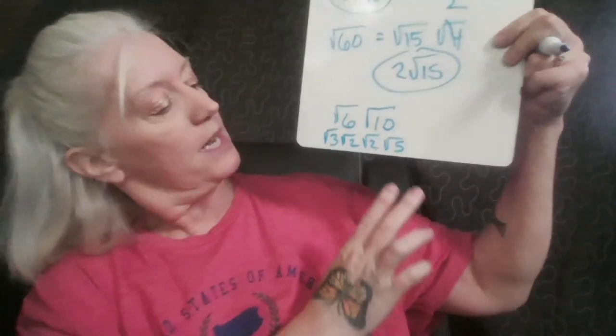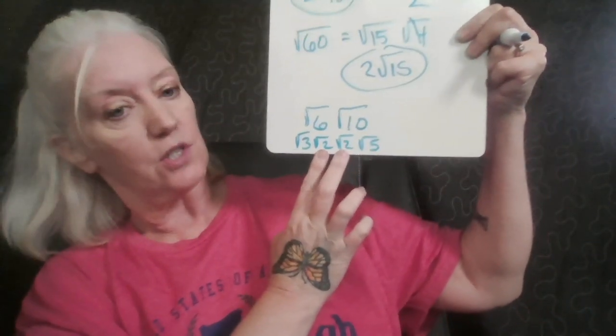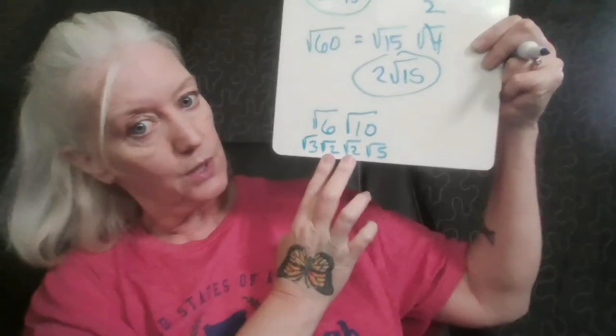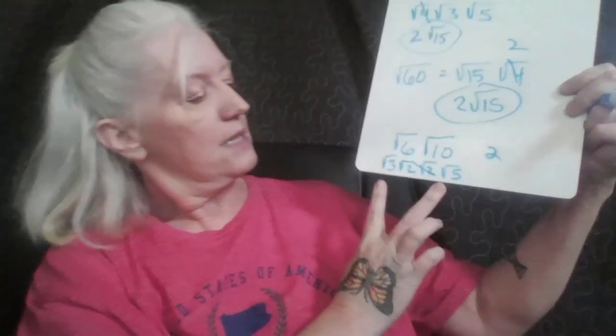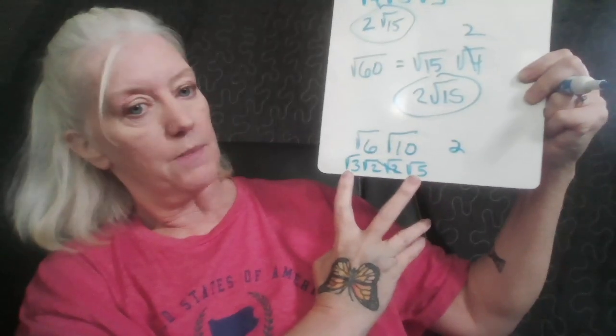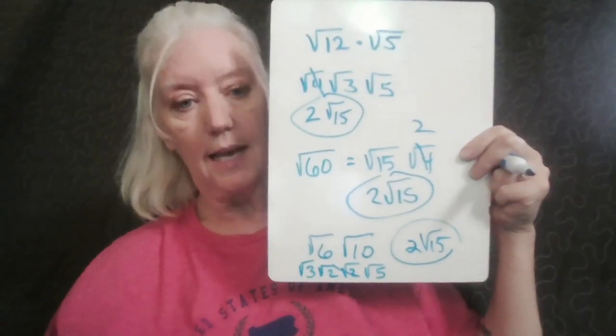So if I take this out and become square root of 3 times square root of 2, and then I make the 10 square root of 2 times square root of 5, guess what? These two square roots of 2 come out to become a 2. And then these two can go back together and become the square root of 15. And voila, I am done.